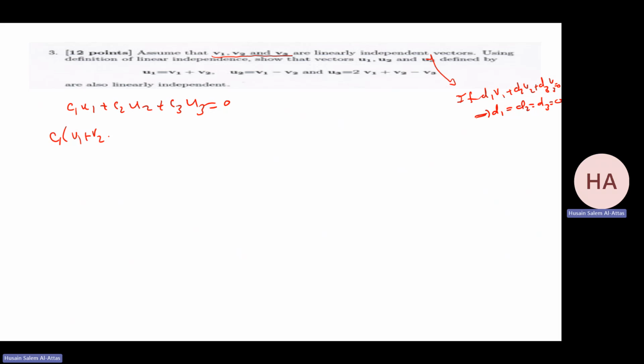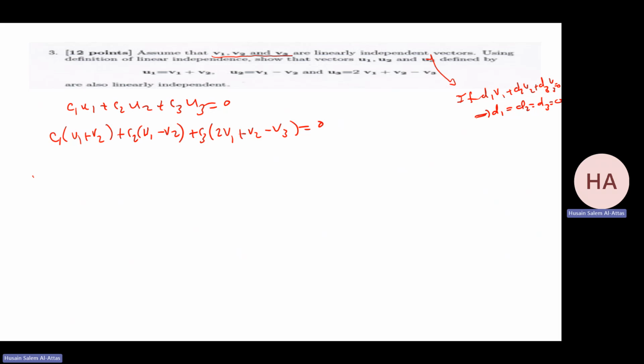The same idea again. He said V1, V2, V3 are linearly independent. That means what? If D1 V1 plus D2 V2 plus D3 V3 is equal to 0, that means all of these constants should equal 0. Now, let us try C1 U1 plus C2 U2 plus C3 U3 equal to 0. Plug the C's and the U's: V1 plus V2, V1 minus V2, and the last one, 2V1 plus V2 minus V3.